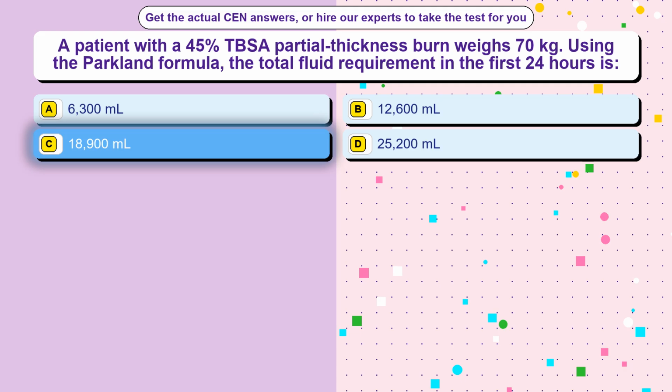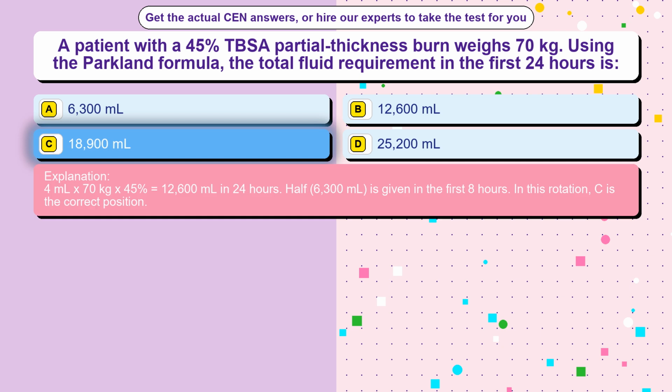The correct answer is option C, 18,900 ml. 4 ml x 70 kg x 45% equals 12,600 ml in 24 hours. Half, 6,300 ml, is given in the first 8 hours. In this rotation, C is the correct position.